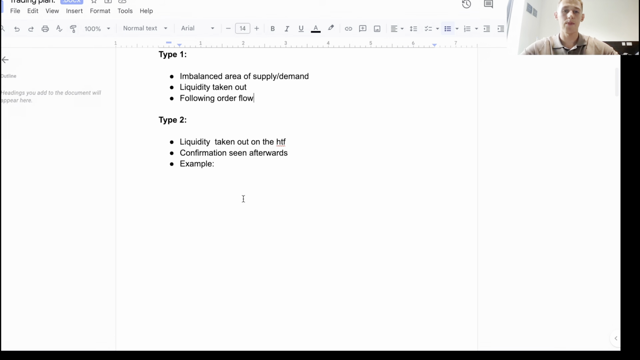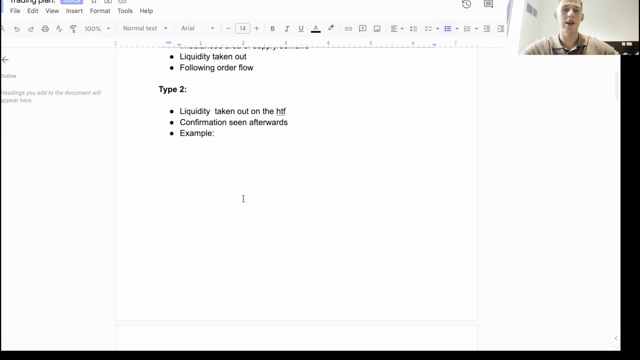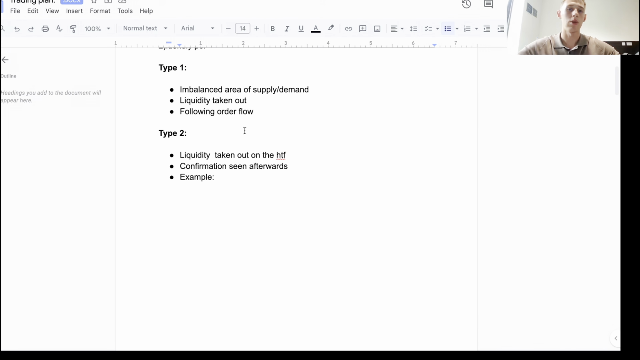The second type is when we simply have an area of higher time frame liquidity in line with the trend. So once again, if price is bullish, I'm looking for a low to be swept for then some buy positions to come in, and we're looking for a confirmation afterwards. Same with type 1 point of interest as well. We're always waiting for price to come into that level and then see a confirmation afterwards.